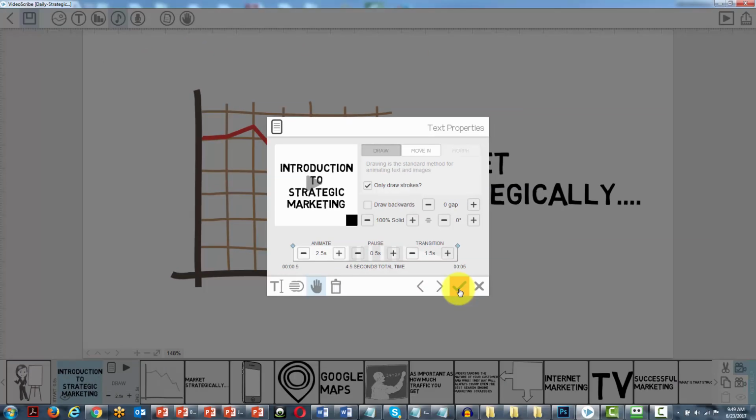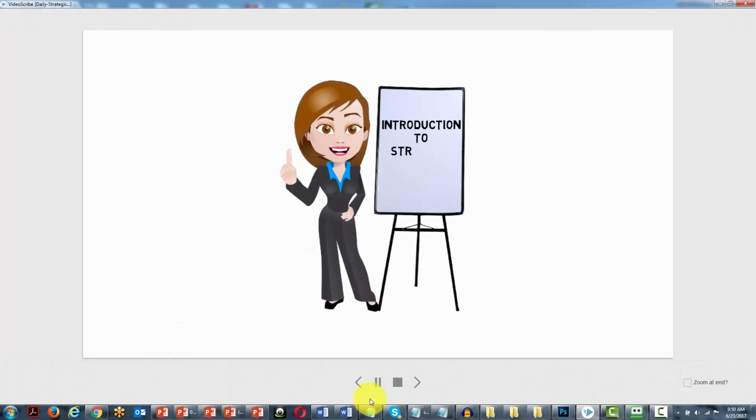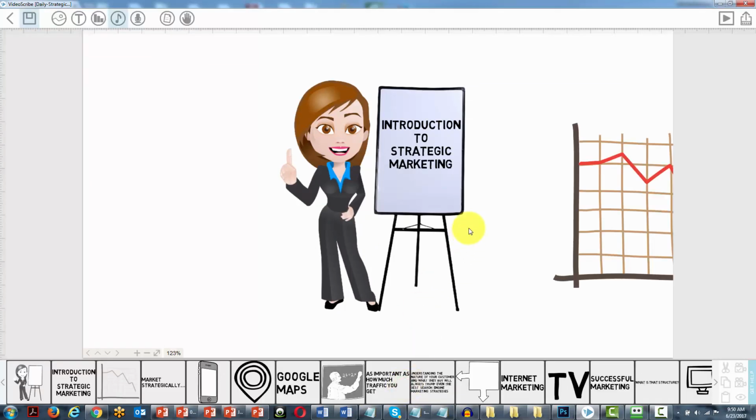then. Introduction to Strategic Marketing. Now you'll notice there was a slight pause before it starts to transition to the next scene. And what this does is it allows us to match the words to the actual speaker.